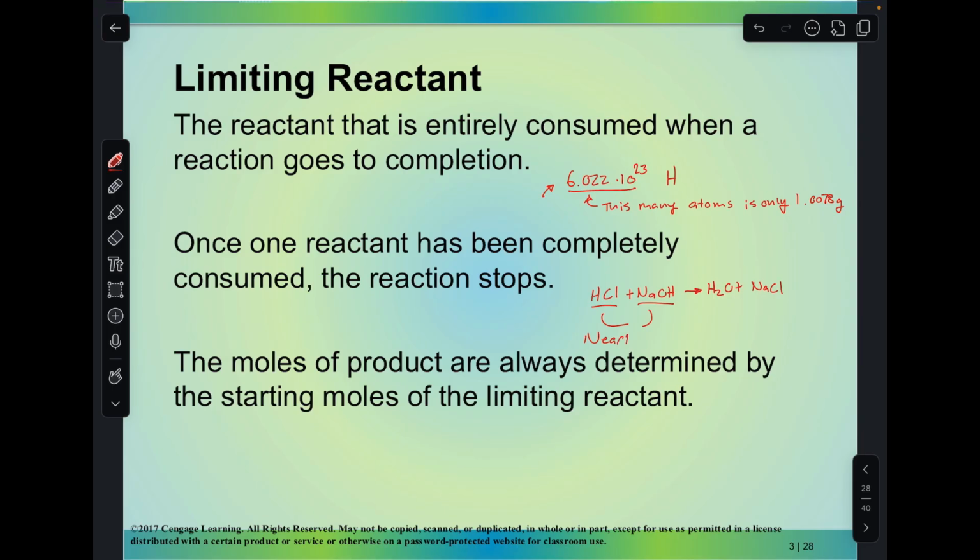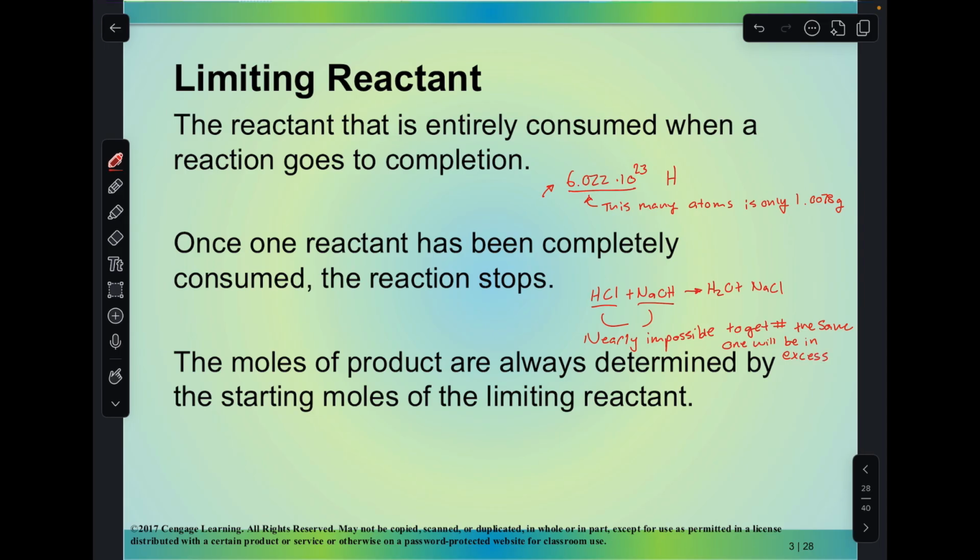Nothing is impossible, but it's nearly impossible to get the numbers the same. And so what that means is that one is always going to be more than the other. And so this reaction is not going to be able to complete if you have an excess of one compared to the other. So one will be in excess.